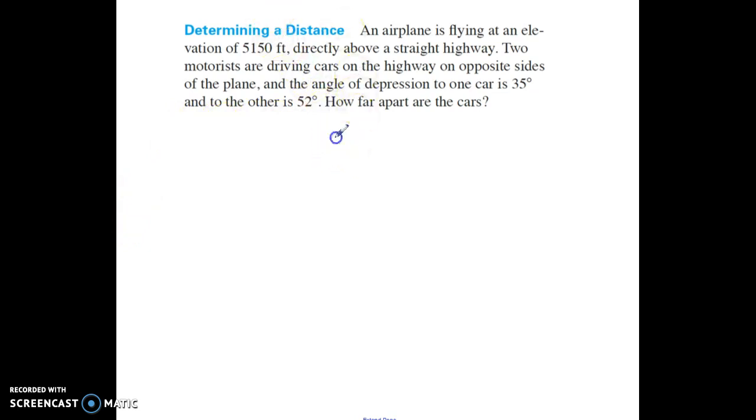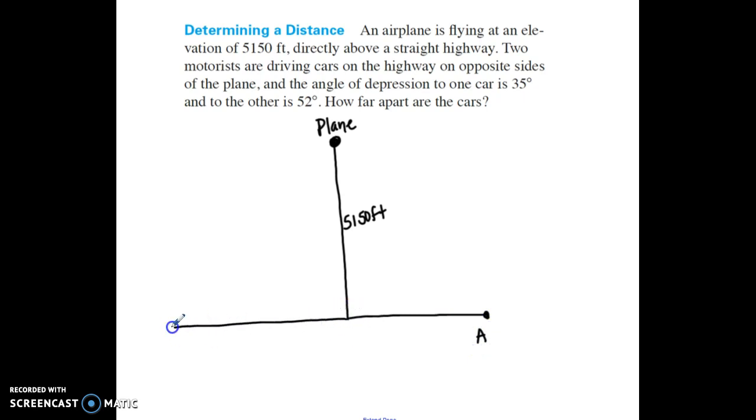So let's first draw, here's our airplane. Okay, so this is our plane. We know that it is directly above a highway and it is 5,150 feet up. On one side we have a car over here. We'll just call this car A. And then there's another car over here, car B. We want to figure out how far apart they are.